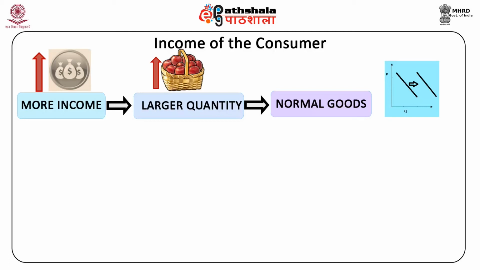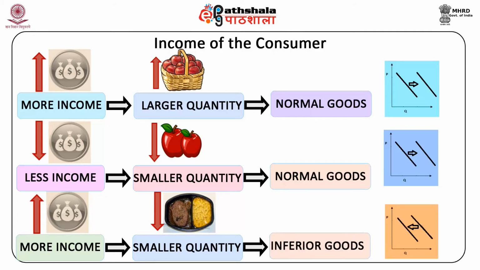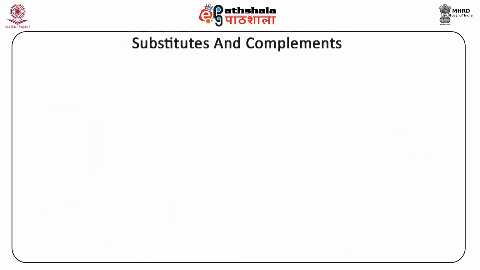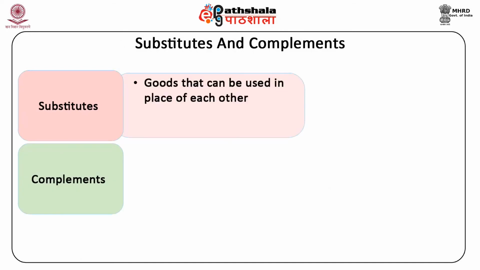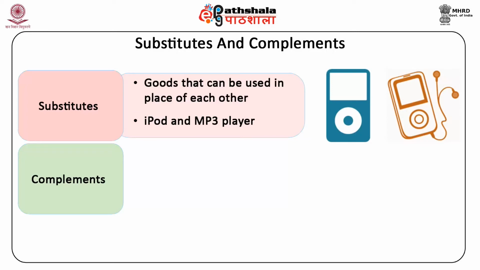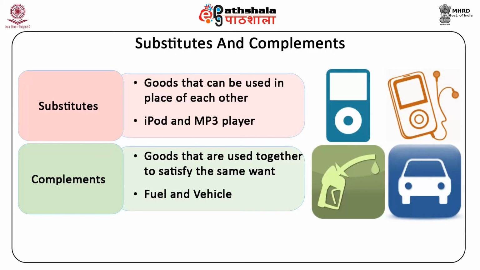There are certain goods that you buy less of when your income increases. Such goods are called inferior goods, for example, frozen dinner. There are two main types of related goods, substitutes and complements. Substitutes are goods that can be used in place of each other to satisfy the same want. Examples of substitutes are iPods and other MP3 players for listening to music. Complements, on the other hand, are ones that tend to be used together to satisfy the same want. For example, fuel and vehicle are complementary to each other.